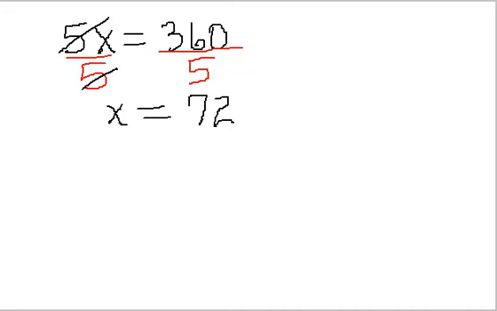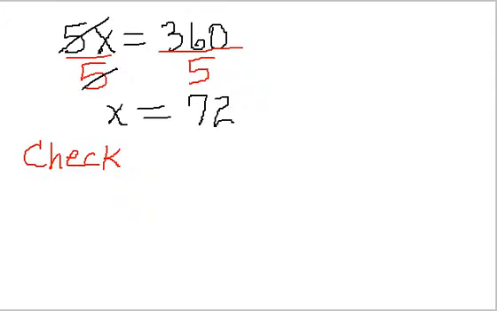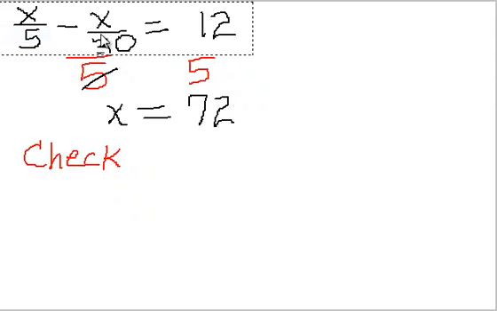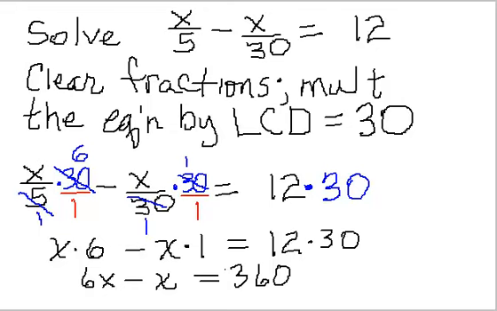So this leads to the result that if I replace x with 72, the left side of the equation will equal the right side of the equation. One thing you can always do when you're solving an equation is you can always check your solution in your original equation. So I'm going to replace every x in the original equation with 72.